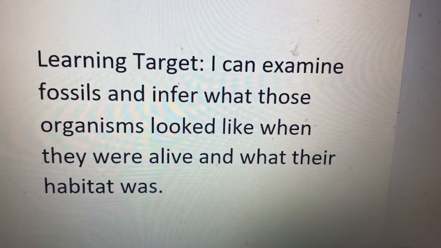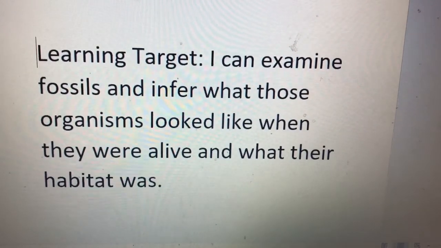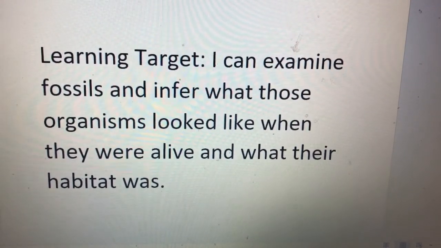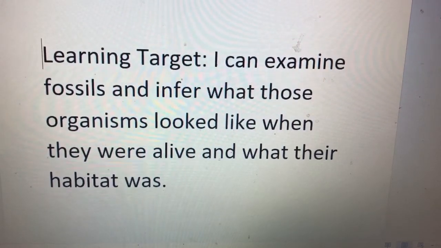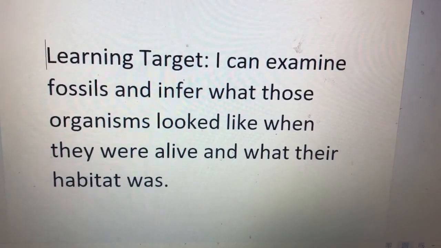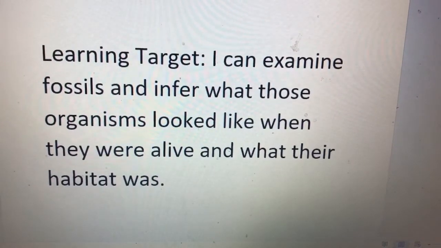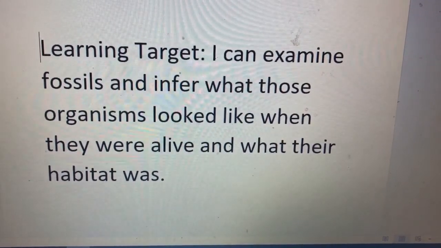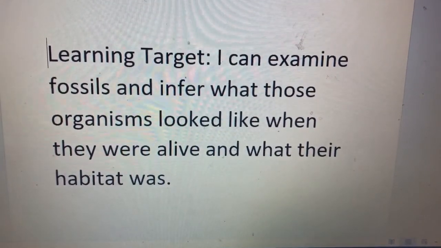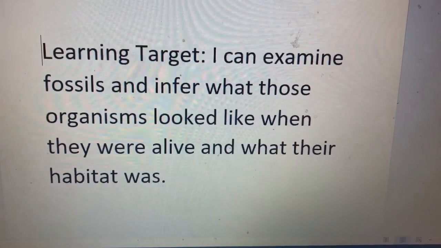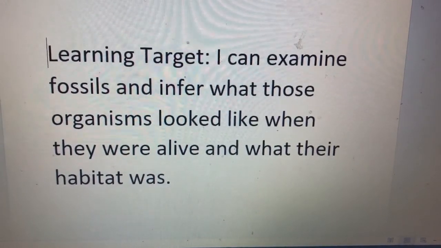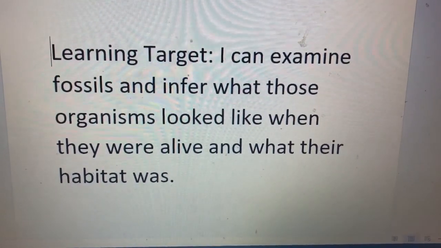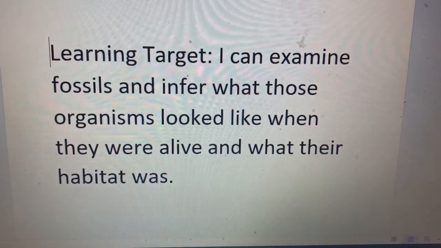So it's about fossils, and let's go over the learning target as we always do. Our learning target is: I can examine, so I can carefully study fossils and infer, based on the evidence, based on what we see, what those organisms looked like when they were alive and what their habitat was. So today, our target is to look at a fossil and infer what they looked like when they were alive and where they lived based on our observations.